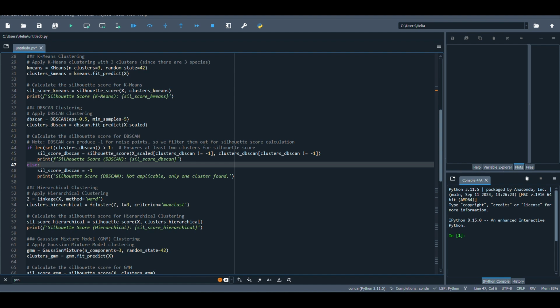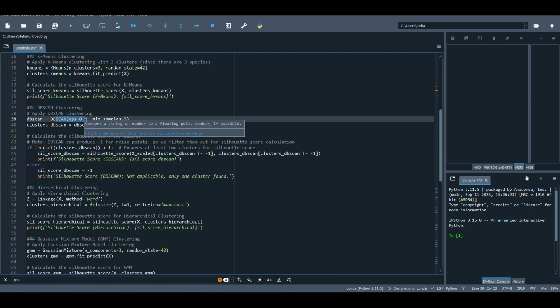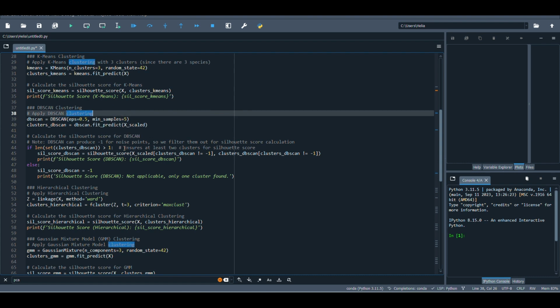So when we're talking about the silhouette score for DBSCAN, because DBSCAN can recognize the points that are far away, it will consider them as noise, so it won't assign them a cluster. For those points that DBSCAN doesn't consider in the cluster, it will give a value of -1.